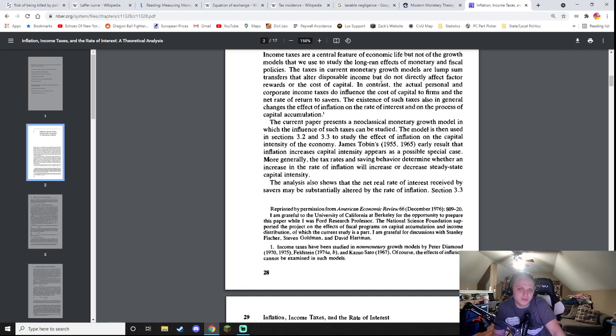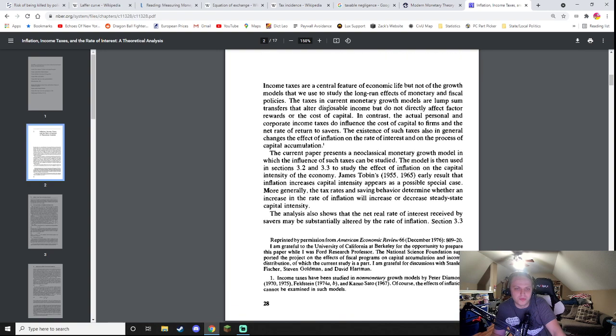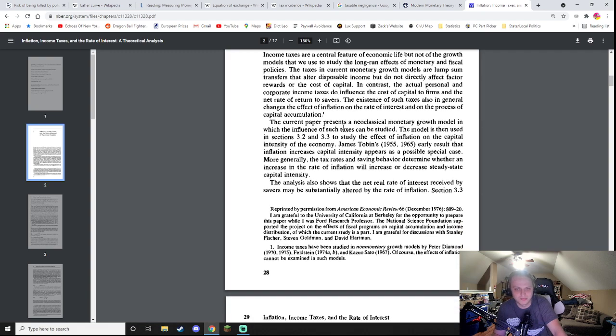Income taxes are a central feature of economic life, but not of the growth models that we use to study the long-run effects of monetary and fiscal policies. The taxes in current monetary growth models are lump-sum transfers that alter disposable income, but do not directly affect factor rewards or the cost of capital. In contrast, actual personal and corporate income taxes do influence the cost of capital to firms and the net rate of return to savers.